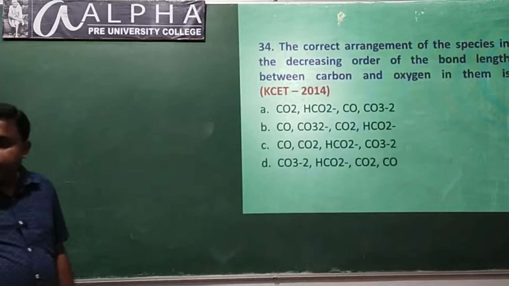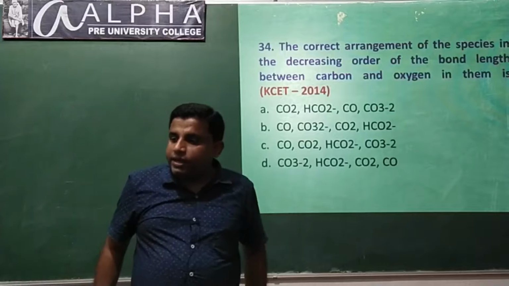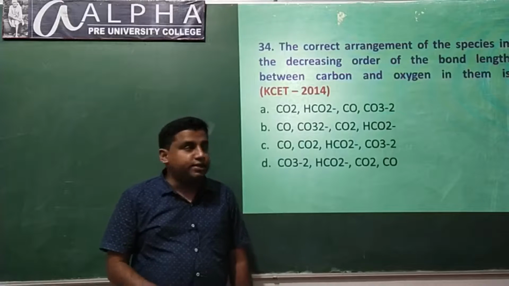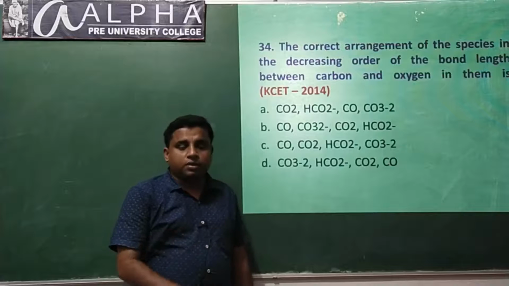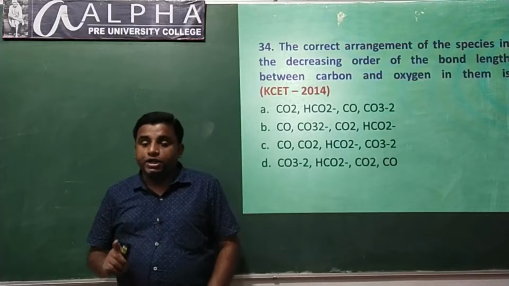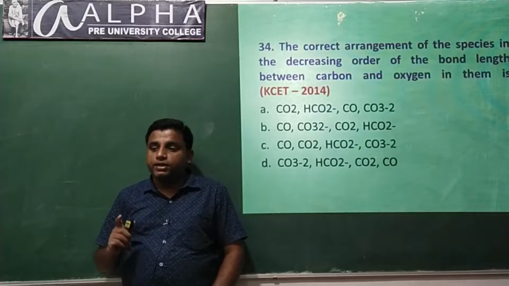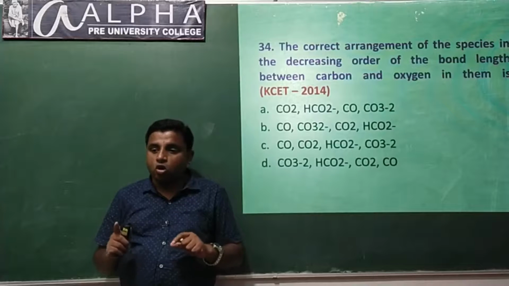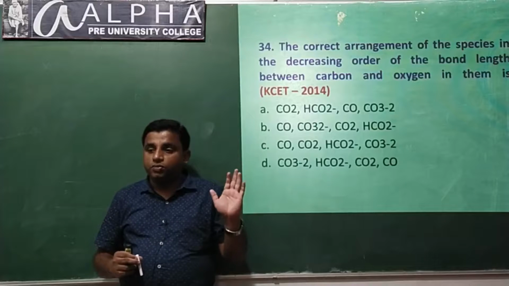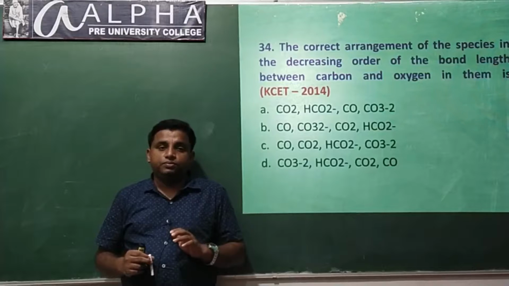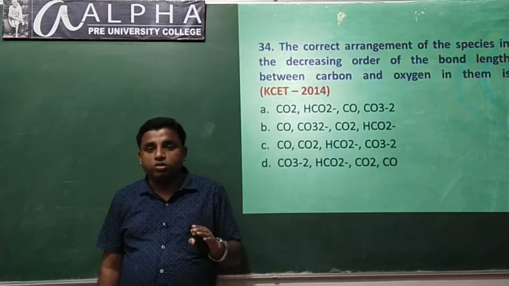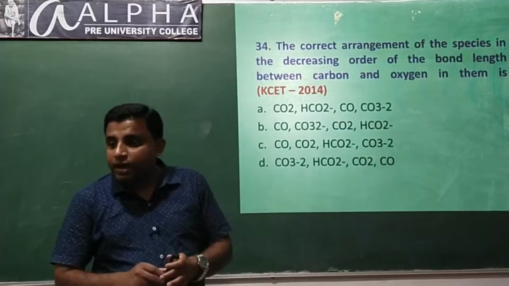The correct arrangement of species in the decreasing order of the bond length between carbon and oxygen in them. It has been asked in Karnataka CET 2014. You have to arrange them in the decreasing order of bond length between carbon and oxygen.